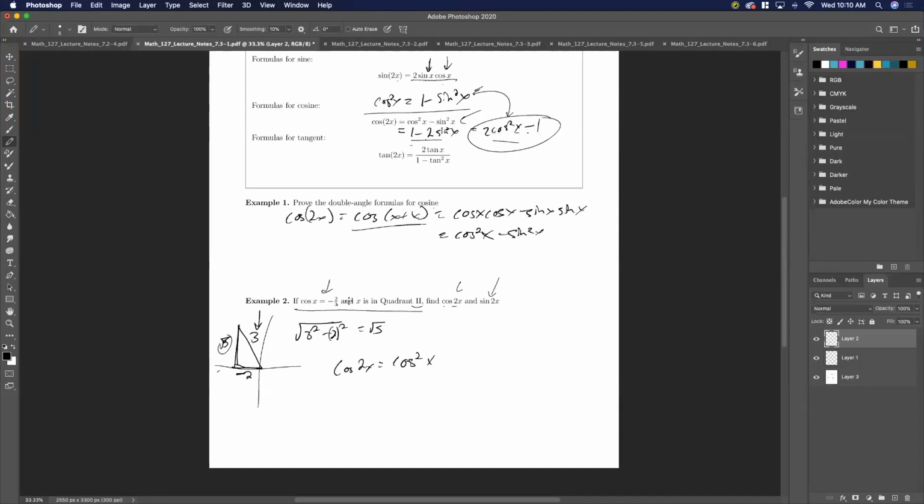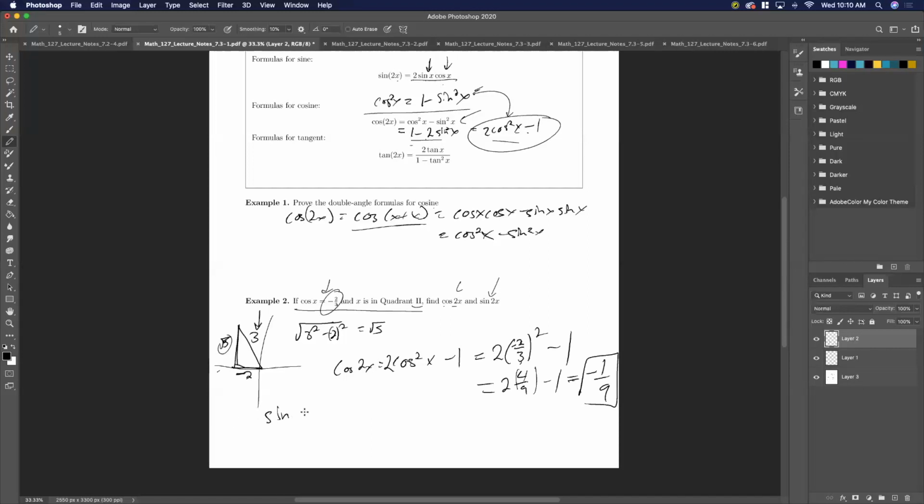And the reason being is I have this as a nice clean number. So let's use that one. So I'm going to do 2 cosine squared x minus 1. Well, that's equal to 2 times (minus 2 over 3) squared minus 1, which equals 4 ninths. Let me do this slower. Equals 4 ninths times 2, which will give me 8 ninths, minus 1 will give me negative 1 ninth. So that is cosine of 2x.